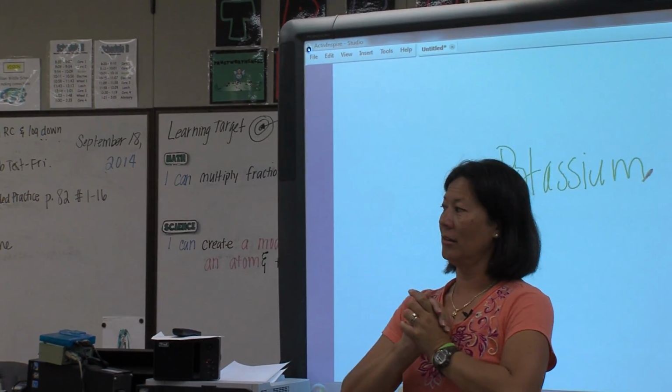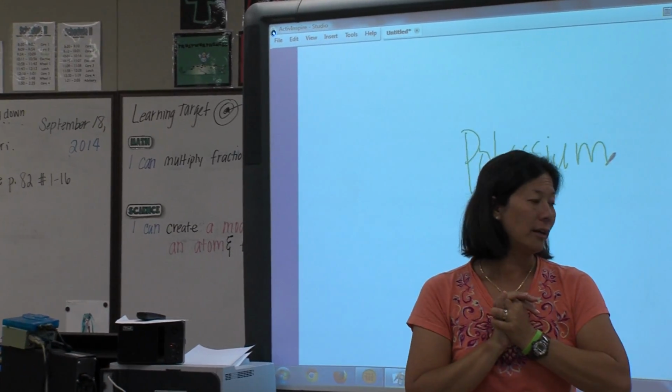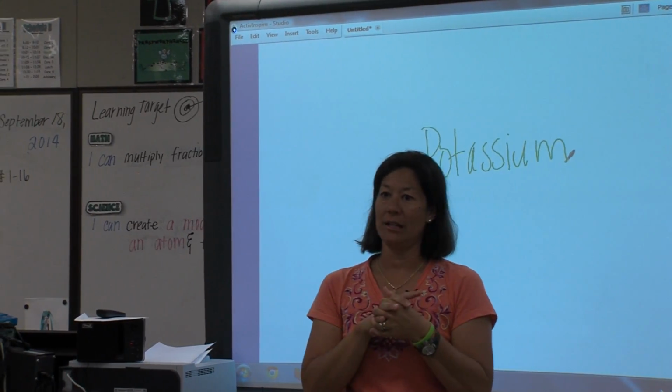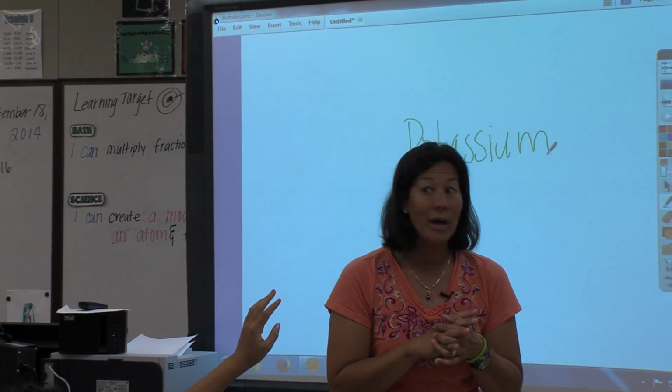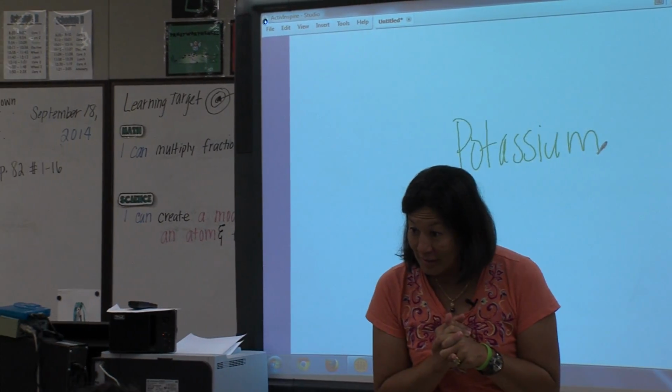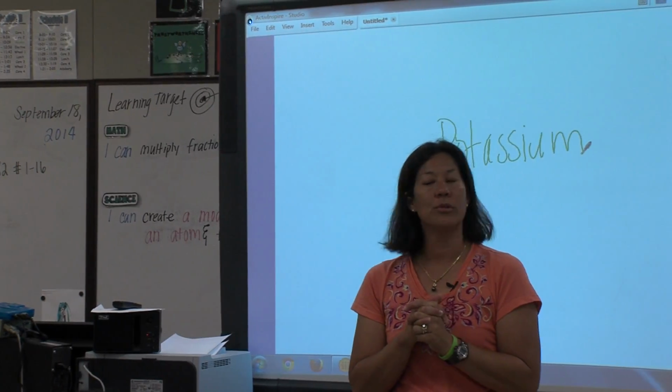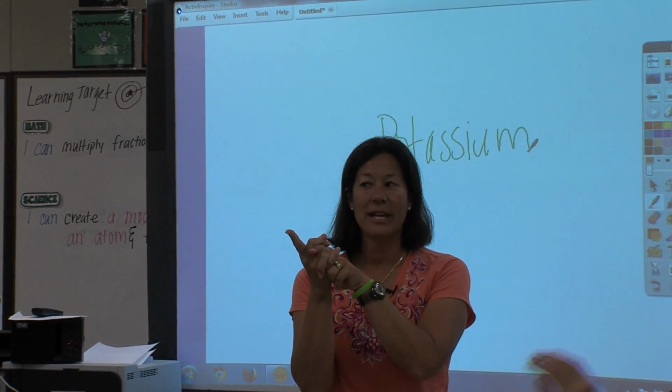Symbol is K. Not radioactive. Not man-made. 20 neutrons. 4 energy levels. We're repeating already, guys. It's a metal.